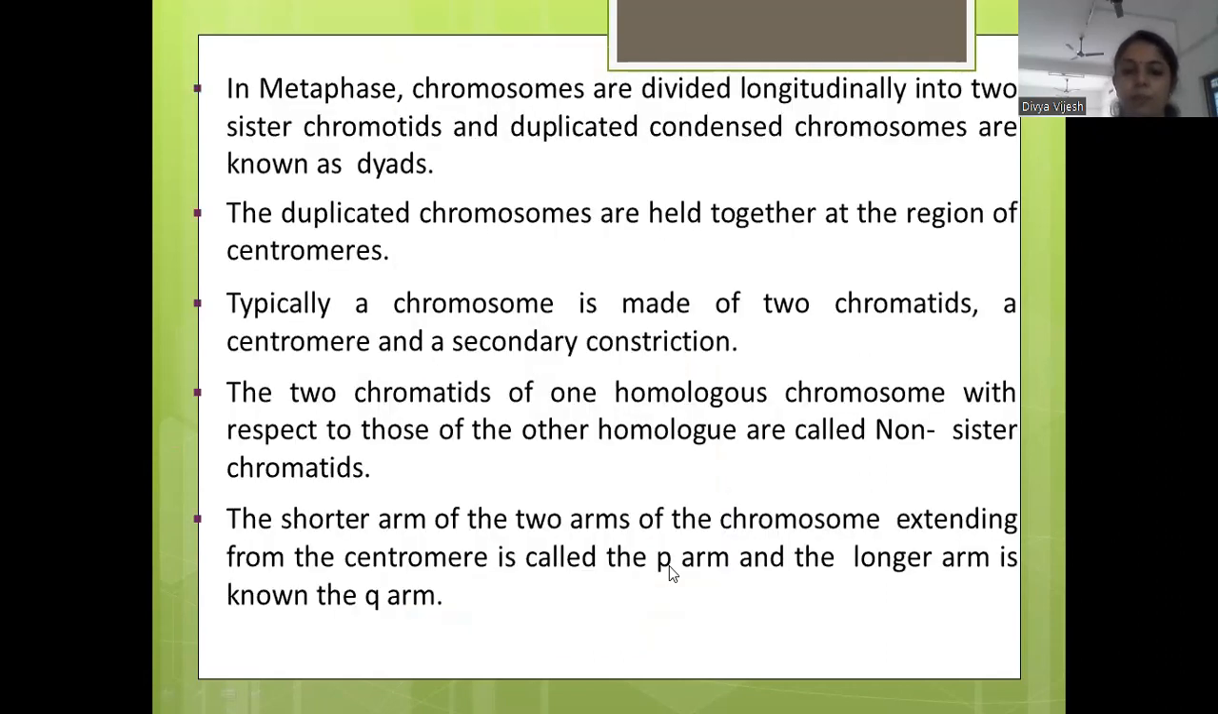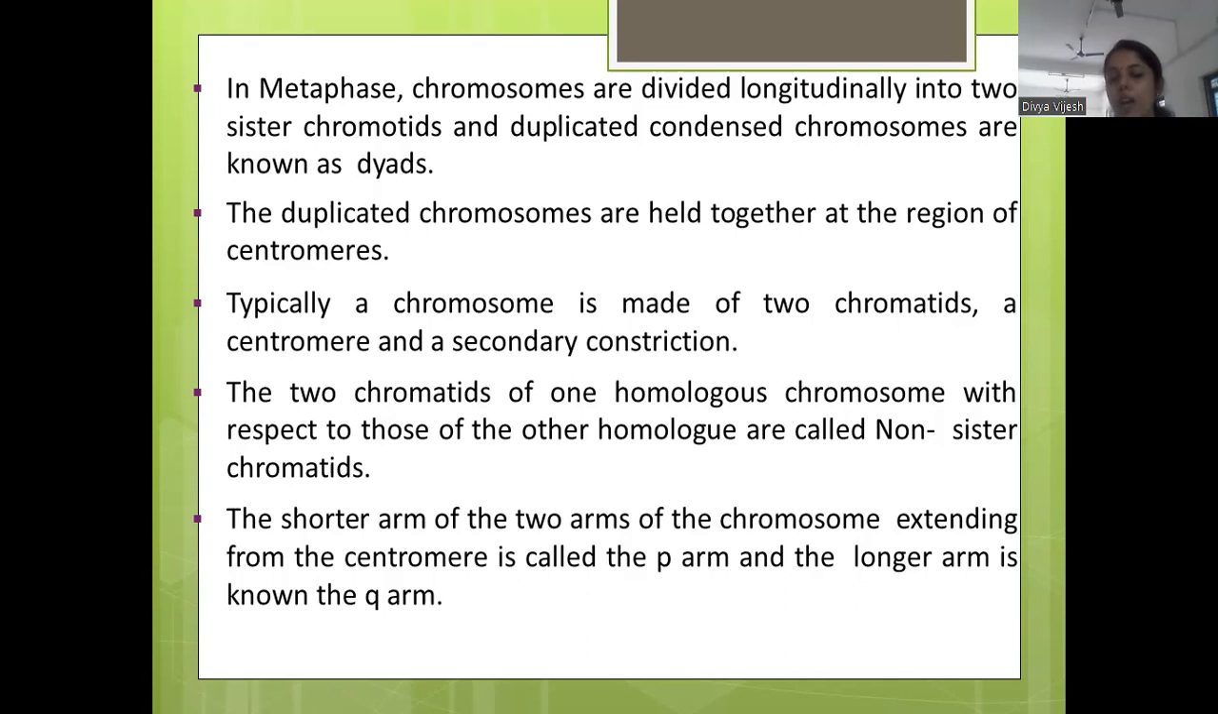Okay, so in metaphase, chromosomes are divided longitudinally into two sister chromatids, and duplicated condensed chromosomes are known as dyads. The duplicated chromosome, as in the figure you have seen, has the constricted part, that is the centromere. And typically, a chromosome is made of two chromatids, a centromere, and a secondary constriction also. The two chromatids of one homologous chromosome with respect to those of the other homolog are called non-sister chromatids. So there are sister chromatids, a centromere, a secondary constriction, and non-sister chromatids.